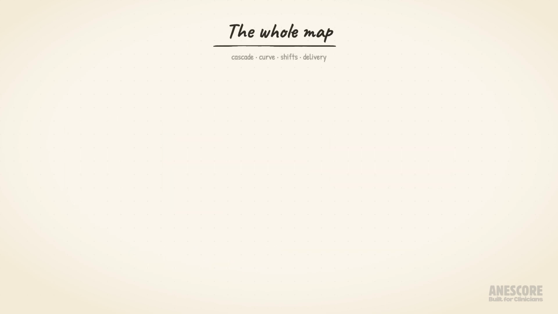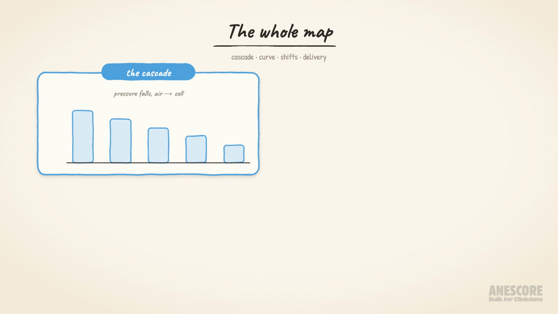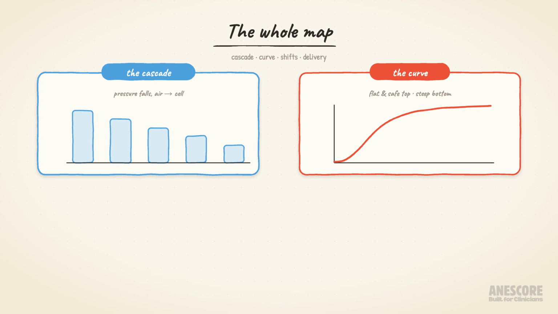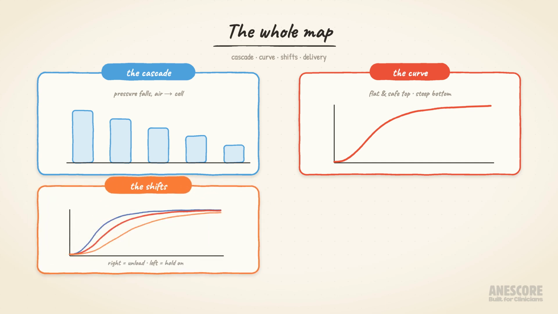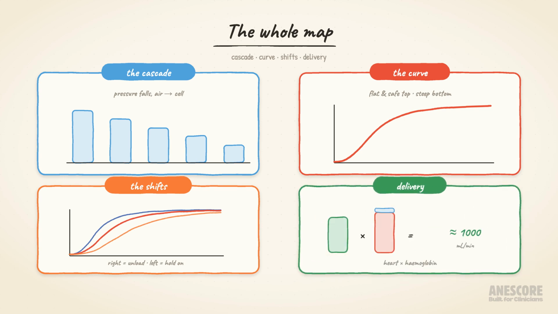So here is the whole map in 4 pictures. The cascade, pressure falls step by step from the air all the way to the cell. The curve, an S, flat and safe across the top, steep and dangerous at the bottom. The shifts, slide right to unload at busy tissues, slide left to hold on, and delivery, the heart multiplied by the hemoglobin. Get those 4, and oxygen makes sense.